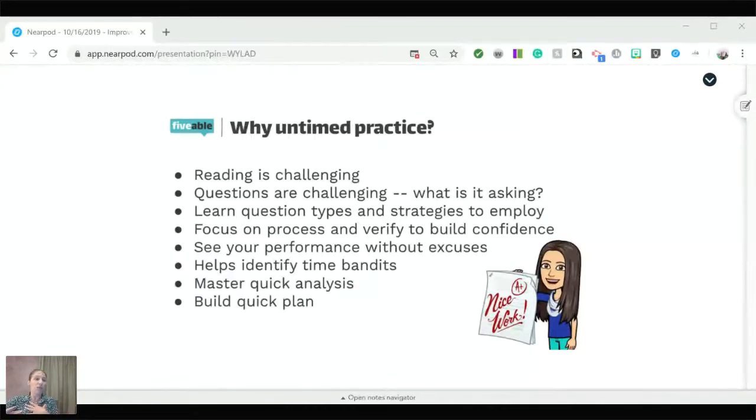Sometimes my students tell me, Ms. Kirk, I don't even know what this is asking me. And that's a very fair, very legitimate thing to think. Have you guys ever thought that?